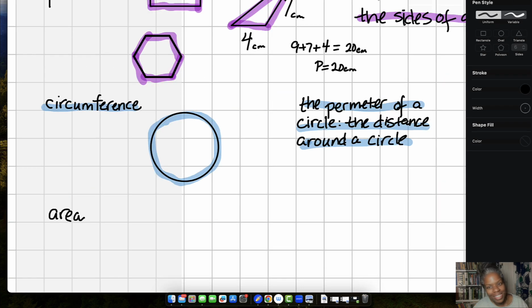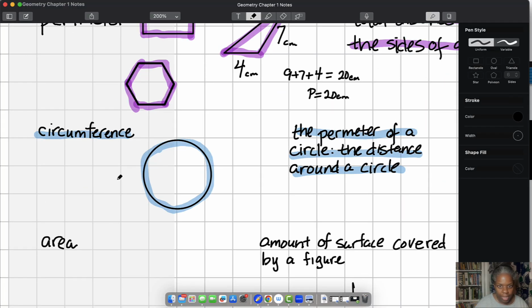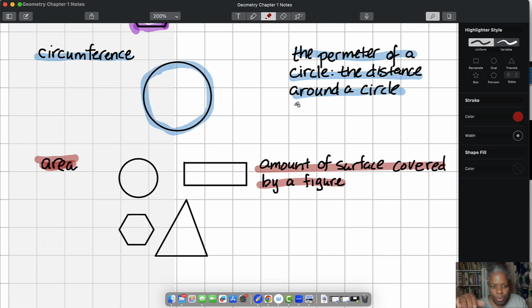Our next word is area. When we talk about area, what I want you to be thinking about is the idea that area is the amount of surface covered by a figure. So if we had the following figures, area is going to be the space inside these shapes, the surface that's covered by the shape.